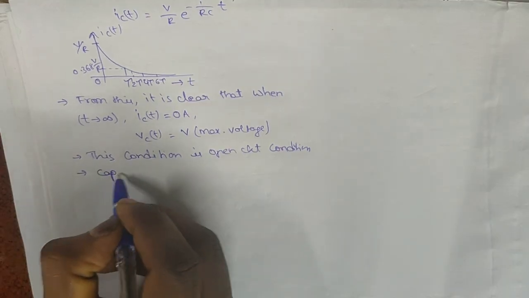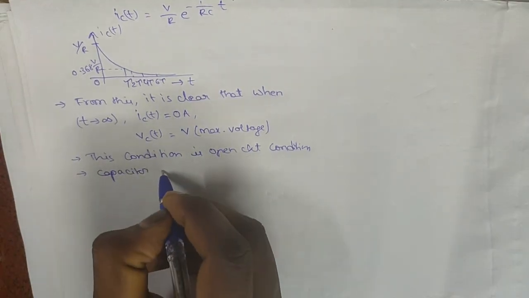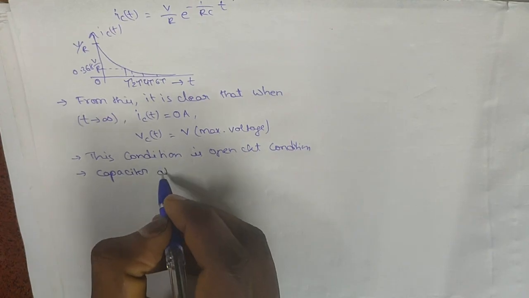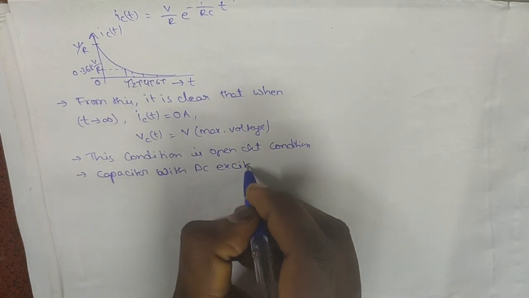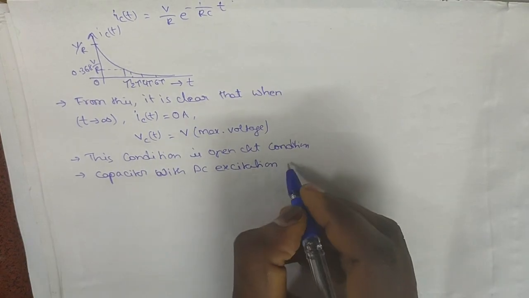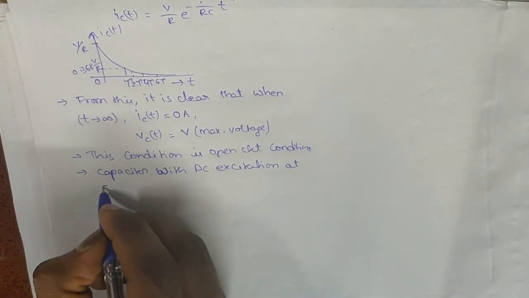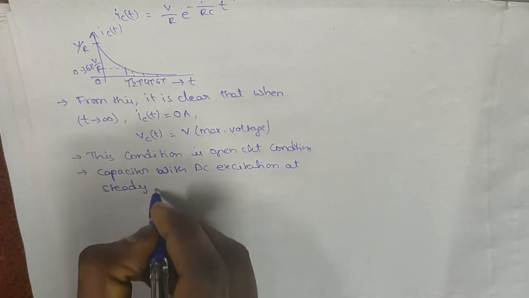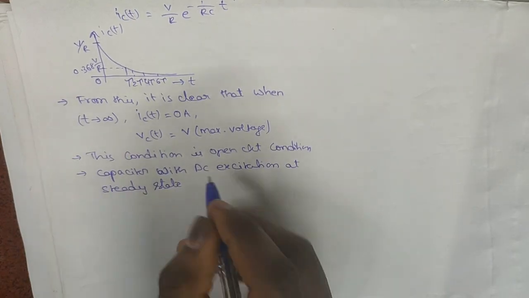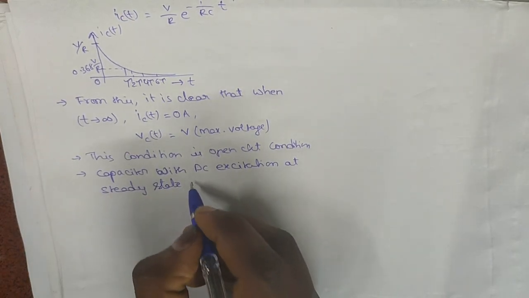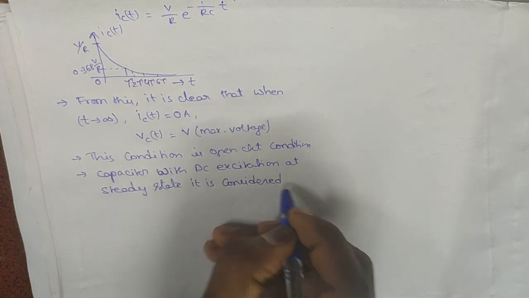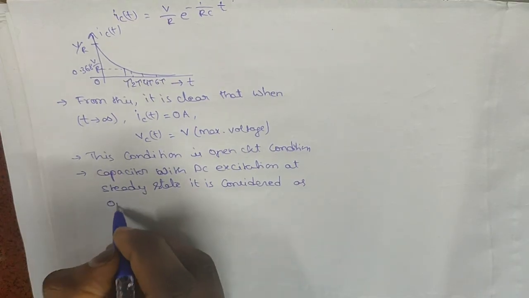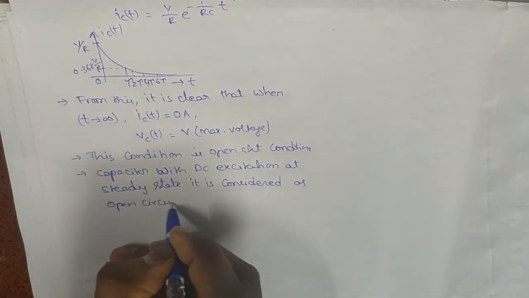So a capacitor with DC excitation at steady state is considered as an open circuit.